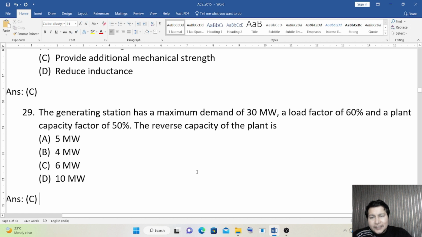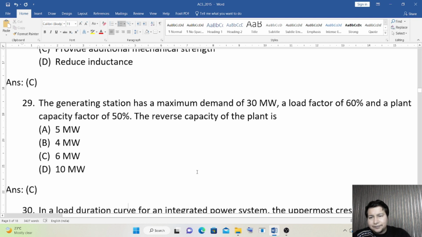The generating station has a maximum demand of 30 megawatt, a load factor of 60% and a plant capacity factor of 50%. The reserve capacity of the plant is 5 megawatt, 4 megawatt, 6 megawatt, 10 megawatt. So the correct option is 6 megawatt. You have to do this calculation, and this type of question will come, because every time in the question paper, questions on utilization factor and plant capacity factor appear, at least one question.